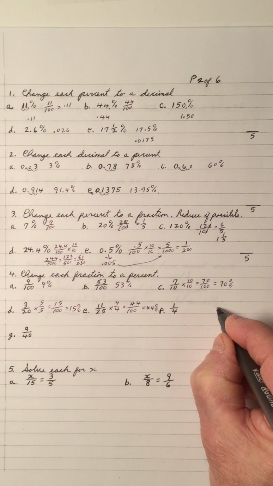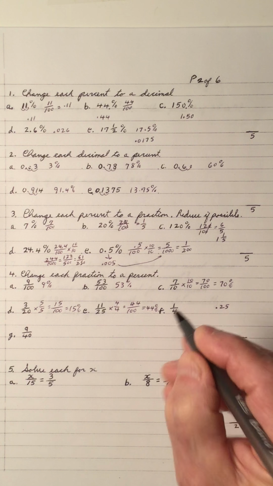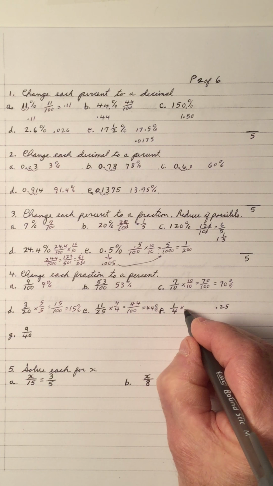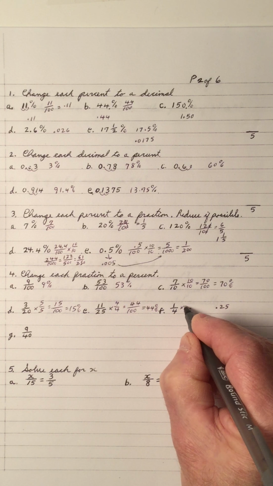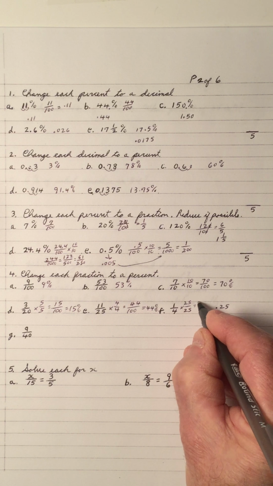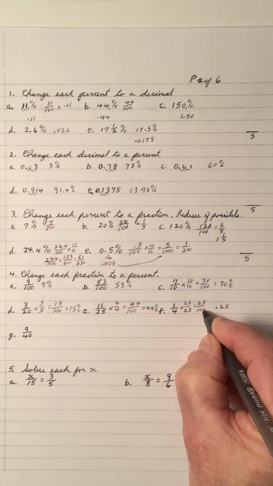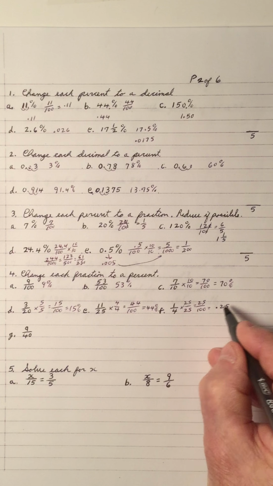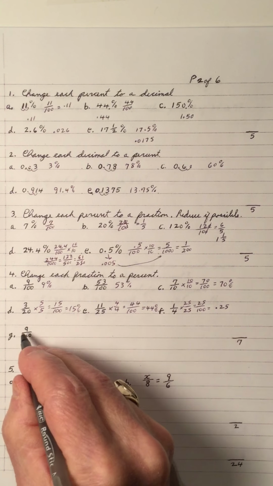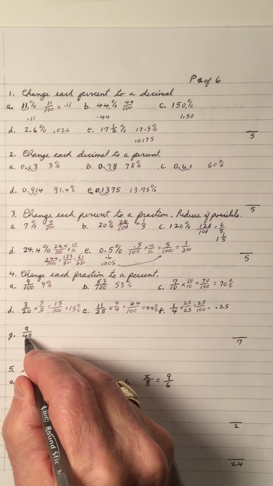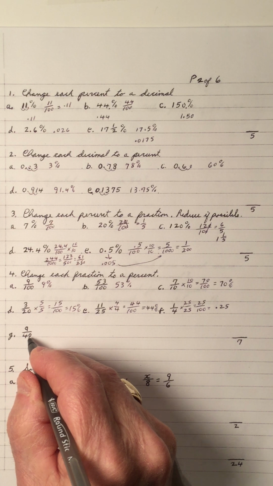You should remember that 1 over 4 is 0.25 automatically. I've memorized it. But if you didn't, 4 times 25 is 100. 25 on the top. That gives me 25 over 100, which is decimal 0.25. And 9 over 40 is not nice to divide into hundreds.